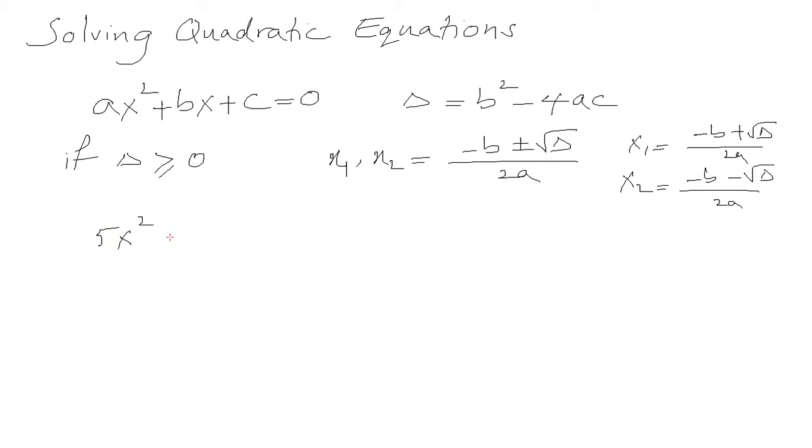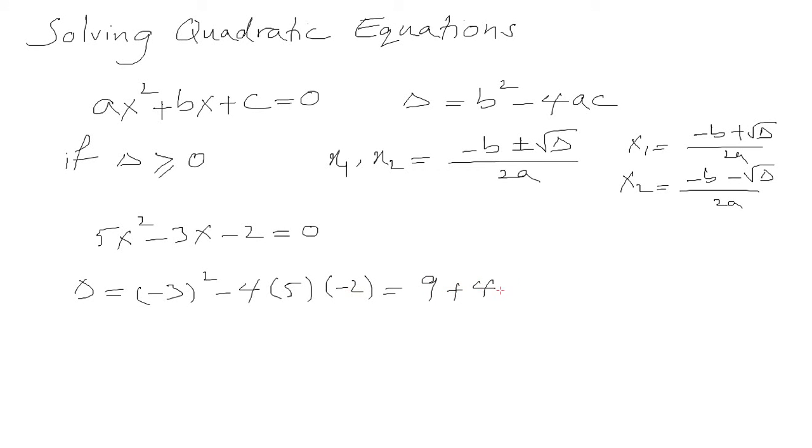5x squared minus 3x minus 2 equals 0. Okay, here you can see that a is 5, b is negative 3, and c is negative 2. I'm going to calculate delta. Delta is negative 3 squared minus 4ac. This is 9 plus 40, giving me 49.